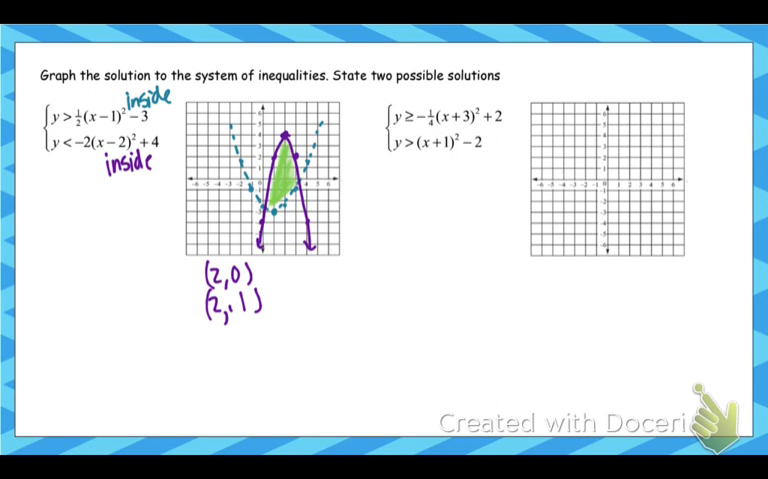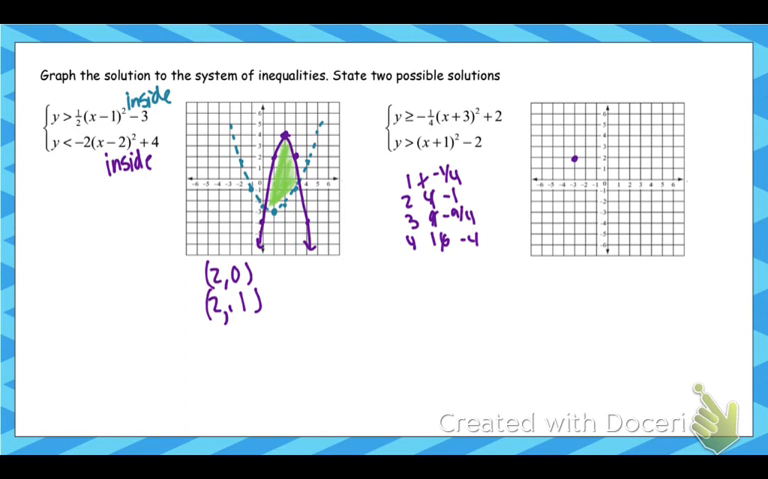All right, let's look at the next one. So the vertex there would be negative 3, 2. This one has been compressed and reflected, so that normal parent function pattern, we're compressing it and reflecting it.